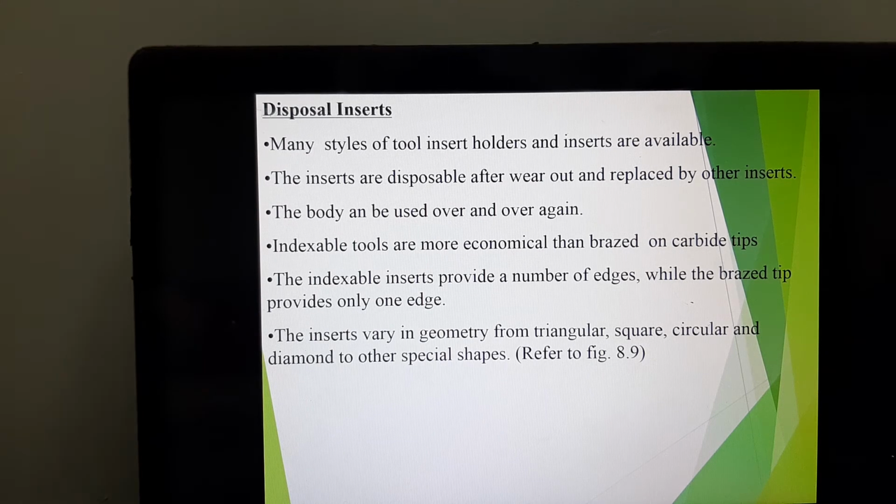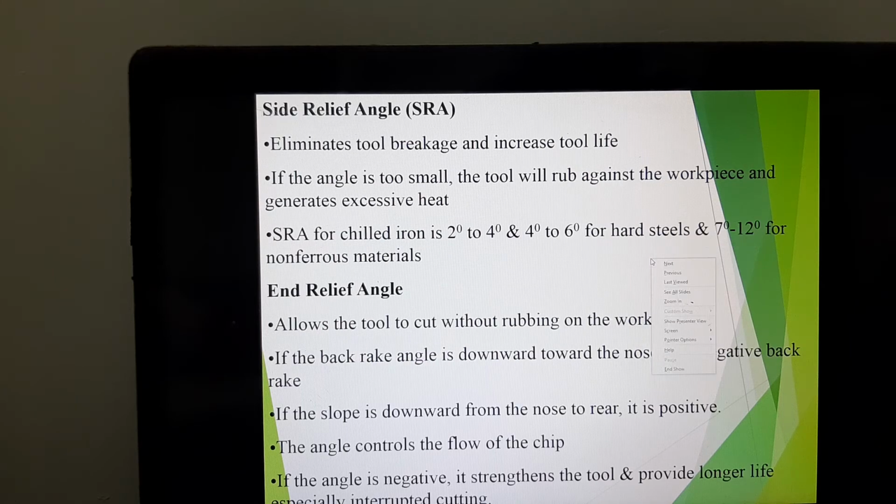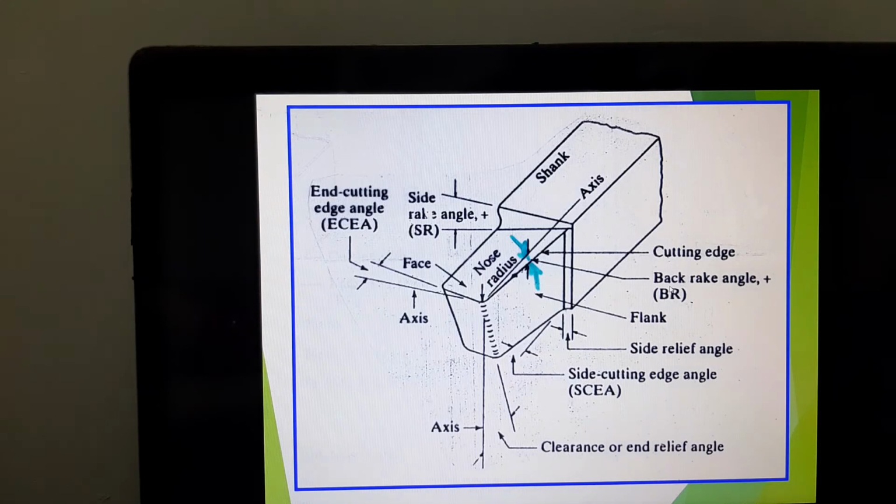inserts. Previously we used cutting tools, but now the latest style is that people tend to use inserts. What are inserts? If you see, this is your cutting tool. What happens when the cutting tool's nose becomes blunt? You need to remove the cutting tool, go and resharpen the nose, and then you reattach it to your tool holder, and then you do the machining process.